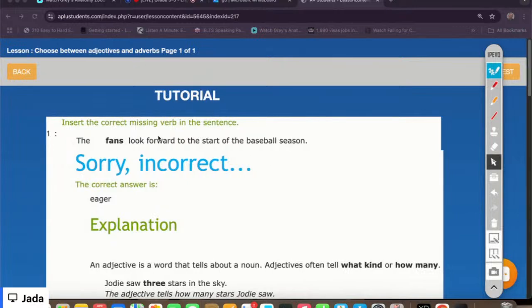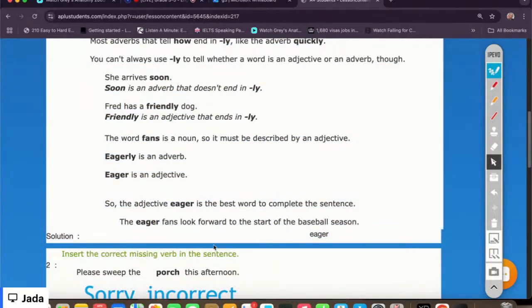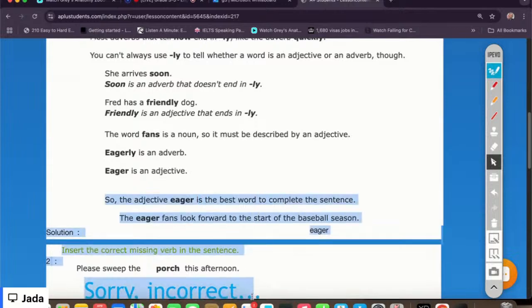The dash fans look forward to the start of the baseball season. So insert the correct missing word in the sentence. Eagerly is an adverb and eager is an adjective. So the question is asking for what? Eager or eagerly. So the adjective here is eager. It's the best word to complete the sentence. So: the eager fans look forward to the start of the baseball season.